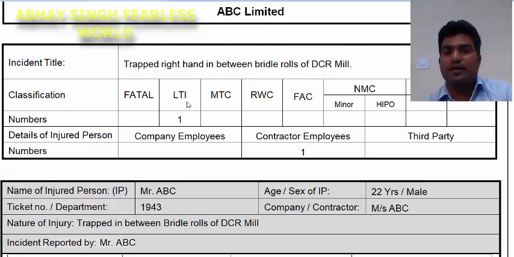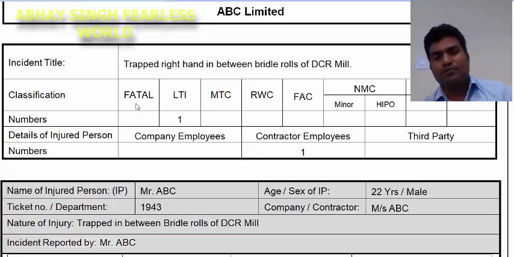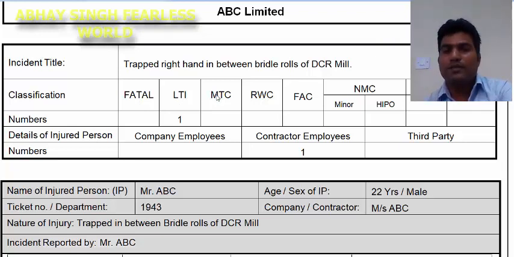And the classification of this incident: fatal, LTI, MTC, RWC, FAC. Fatal, you know, that means death. LTI means lost time injury. MTC means medical treatment case. RWC means restricted work case. FAC means first aid case. And NMC means near miss. Then the number of employees injured: this was a case of LTI, and one person injured, and details of the injured person, company employee or contractor employee.